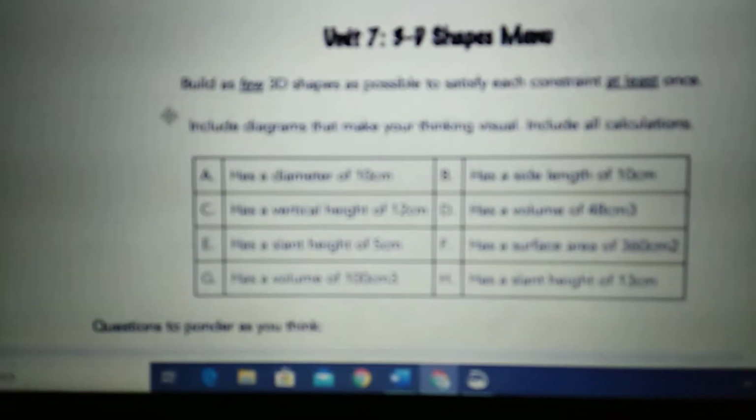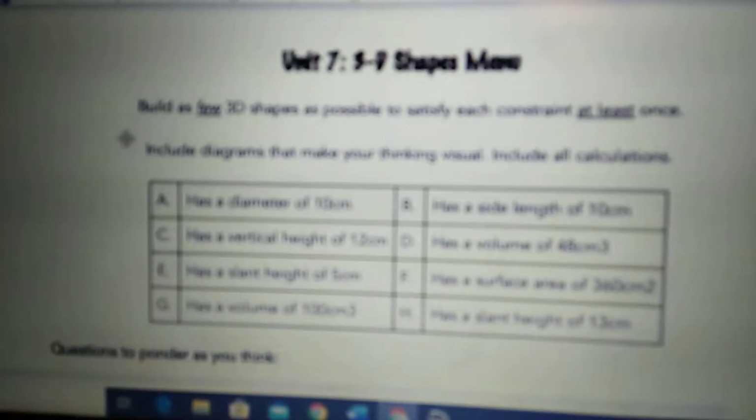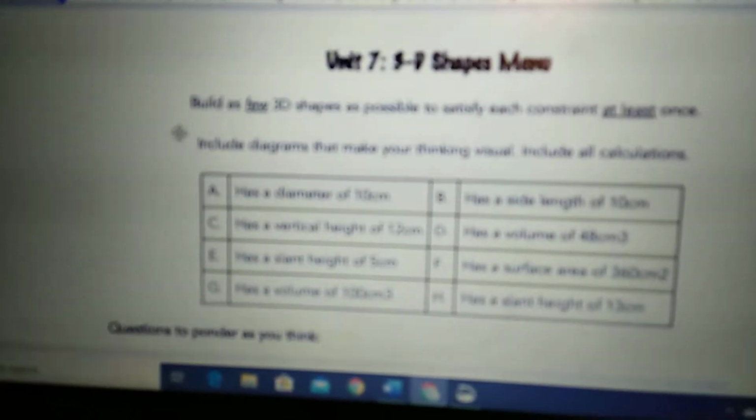Constraint A has a diameter of 10 centimeters. Constraint B has a side length of 10 centimeters. Constraint C has a vertical height of 12 centimeters. Constraint D has a volume of 48 centimeters. Constraint E has a slant height of 5 centimeters. Constraint F has a surface area of 360 centimeters square. Constraint G has a volume of 100 cubic centimeters. And constraint H has a slanted height of 13 centimeters.